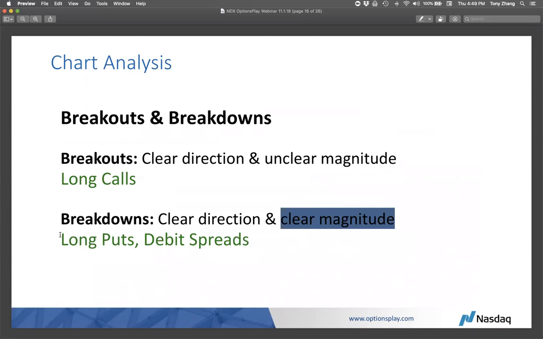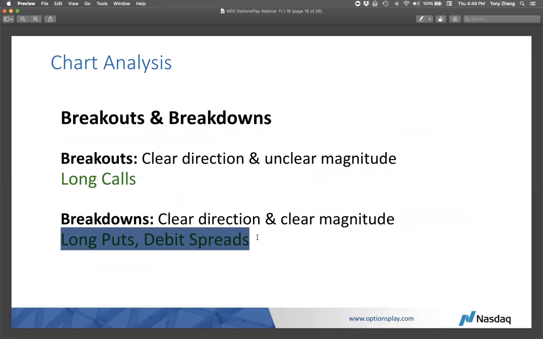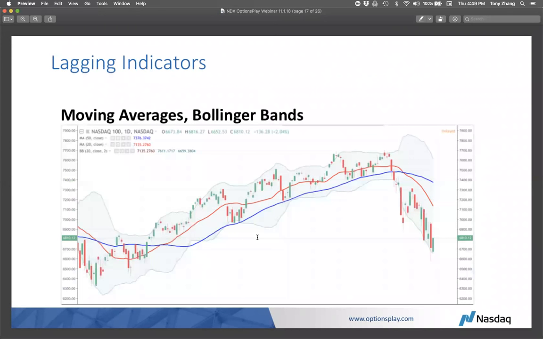So because of that, we can trade either long puts or debit spreads to the downside. So when we're trading breakouts versus breakdowns, the statistics tell us that there's slightly different strategies that we can deploy for breakouts versus breakdowns. Next, I want to move over to lagging indicators, moving averages and Bollinger Bands, these types of indicators.